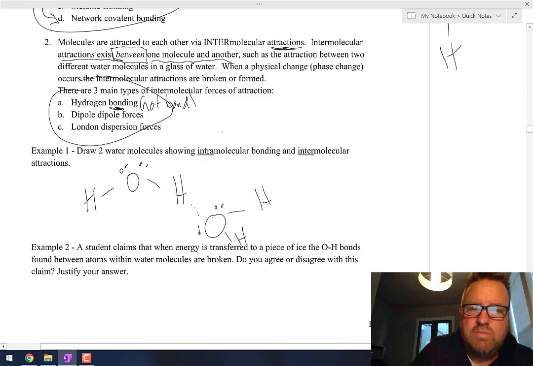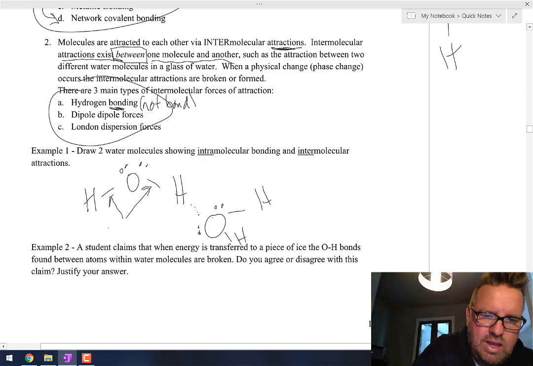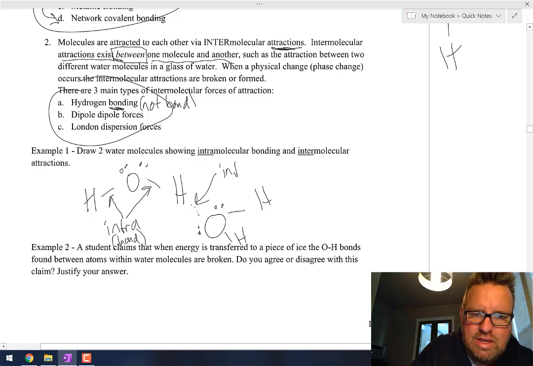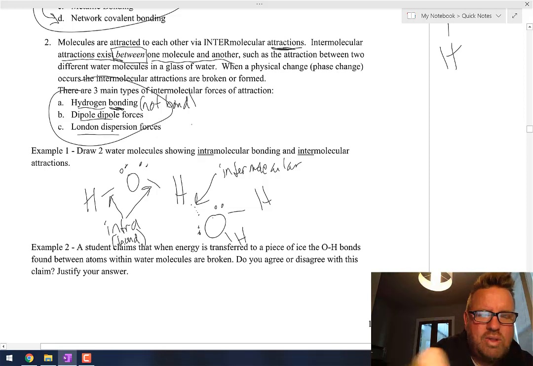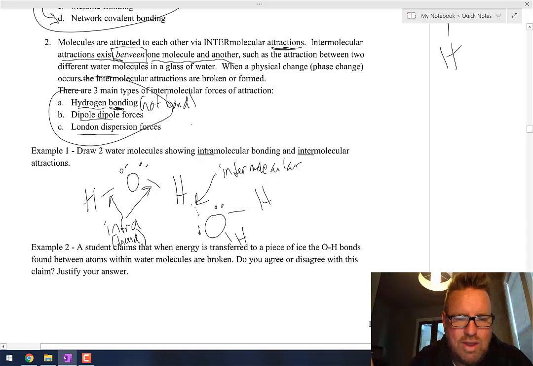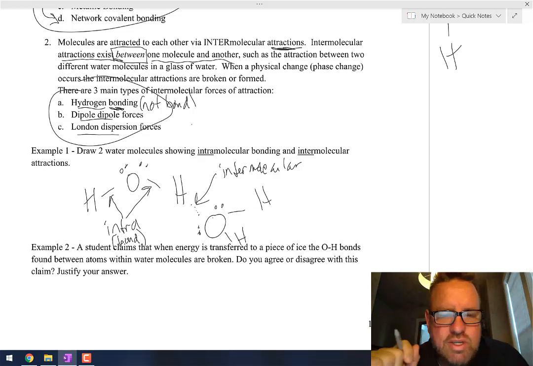So there's my two water molecules, and here I'm showing the intramolecular bonding. That again is the bond, and then over here is the intermolecular attraction. Now, which one is it? Is it hydrogen bonding, dipole, London dispersion? Don't worry about it. We'll get there. We haven't learned anything about intermolecular forces of attraction.